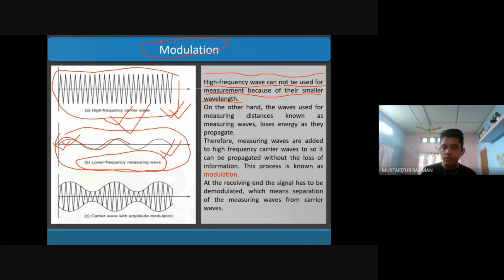From the lower frequency wave only, we will be able to extract the data and find out the distances between the points. But those are carried by the high frequency wave. So when they are modulated, there will be two components: the carrier wave and the measuring wave. And then after receiving the wave, they will be demodulated. Now they will be separated. The carrier wave will be separated from the measuring wave, and the measuring wave information will be collected from there only.